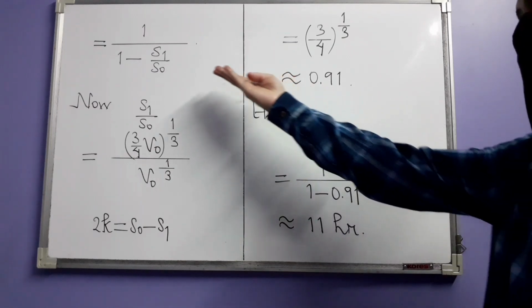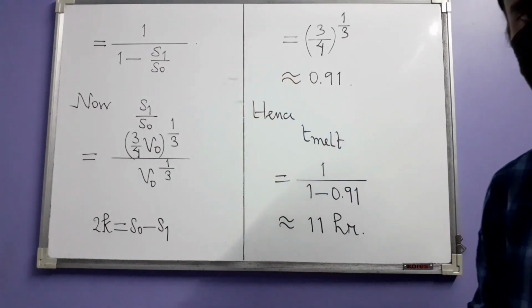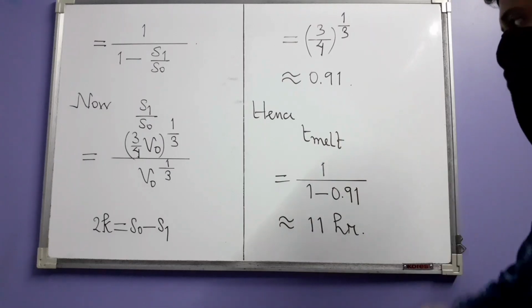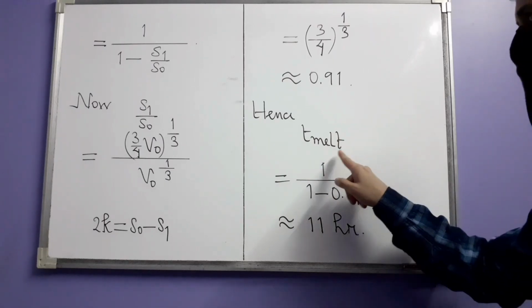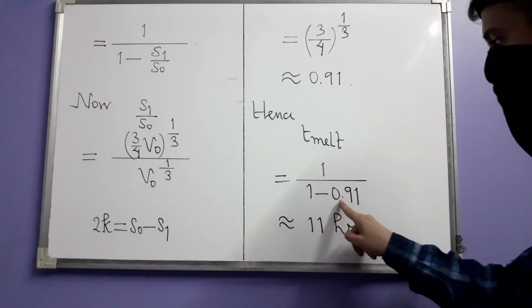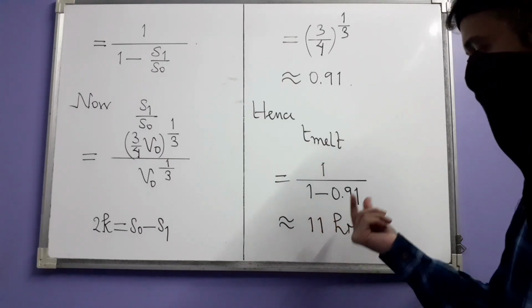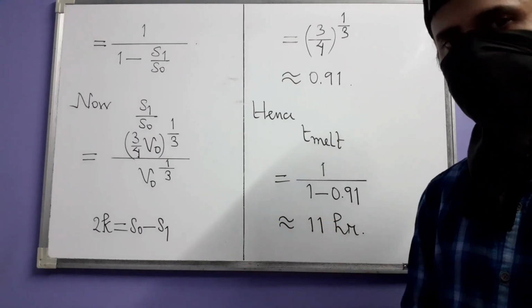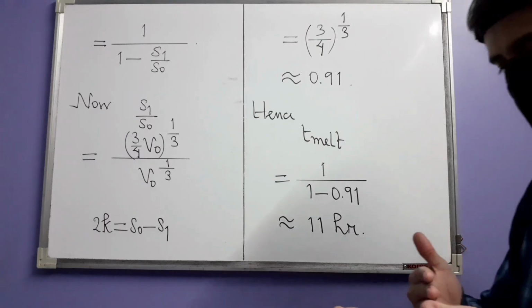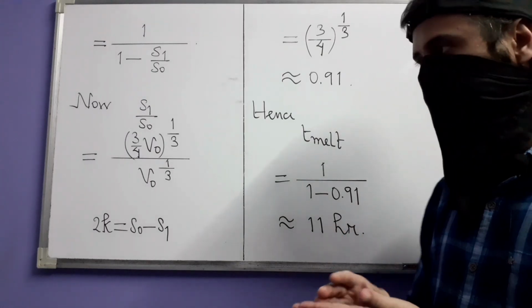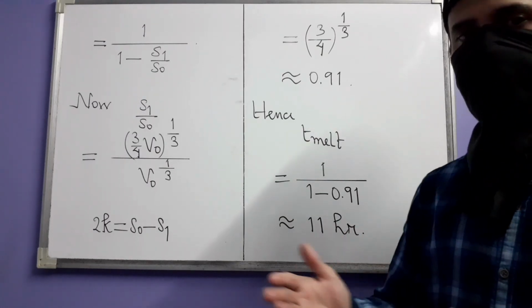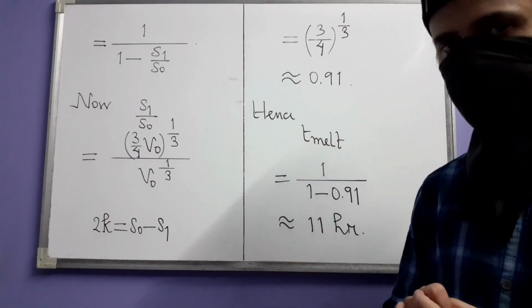And so you can now use this for calculating your melting time T. That now equals 1 divided by 1 minus 0.91, which is approximately 11 hours. So after that initial melting for 1 hour, the cube takes 10 more hours to melt away completely.